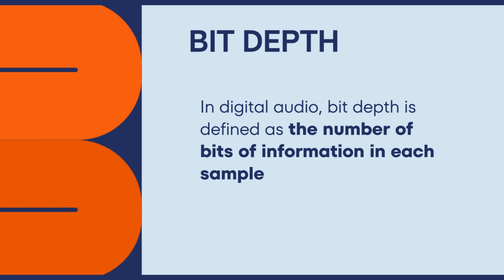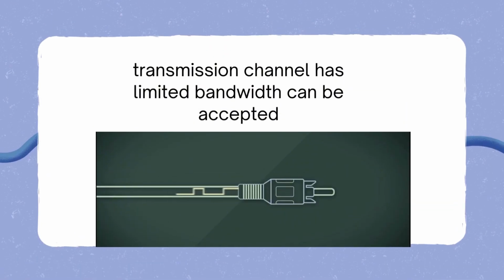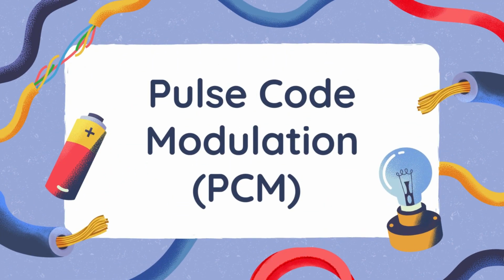The concept of bit depth comes from the number of bits of information in each sample. The reason I introduced it is because it is important in the next section. The bit depth is important because during the transmission, the cable has a limit. Only below the limit can the transmission carry on. Finally, I will talk about pulse code modulation.